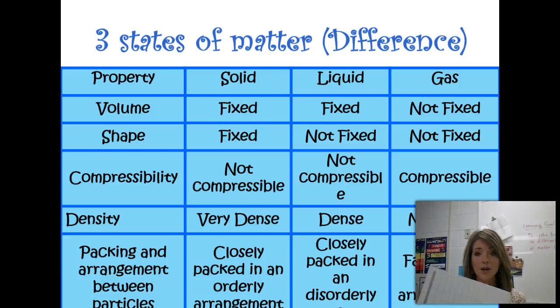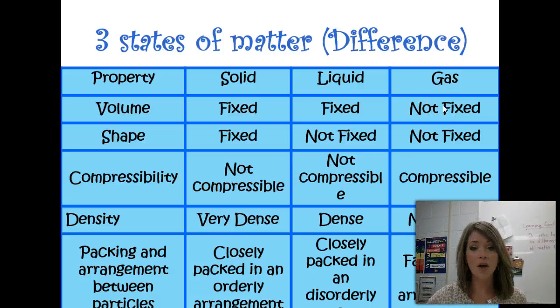All right, so you also, on your notes page, your handy dandy notes page, you have a little chart that we're going to fill out with some different properties about the three states of matter. So the very first one is volume. So we're right here on volume, and you see that it says that a solid has a fixed volume, liquid has a fixed volume, and gas is not fixed.